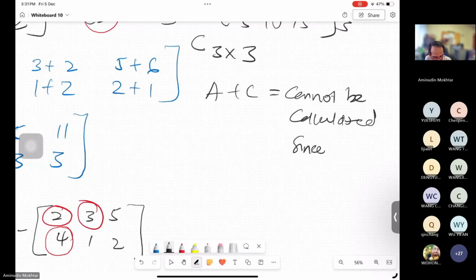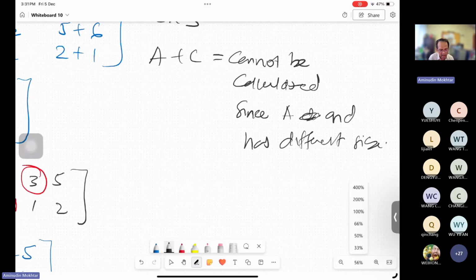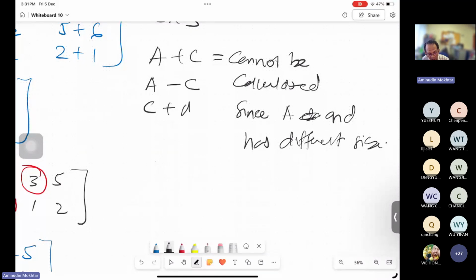Since A and C have different sizes, as the size of A does not equal the size of matrix C, if we want to find A minus C, C plus A, or C minus A, they cannot be calculated. The same goes for A, C, and B, because C and B also have a different number of rows, and A and B and C have different matrix sizes.